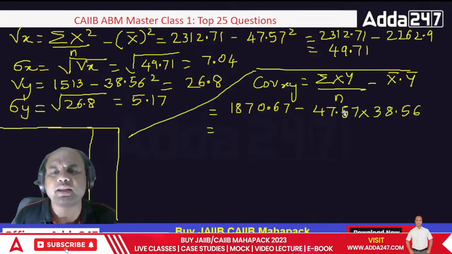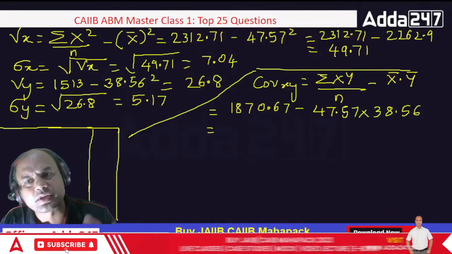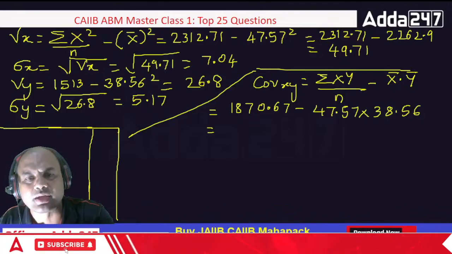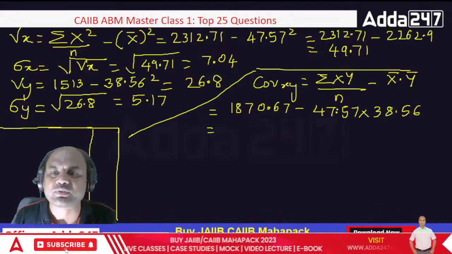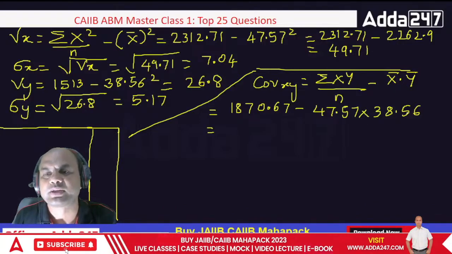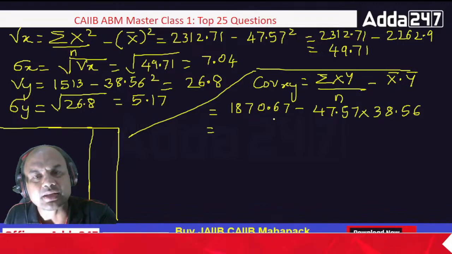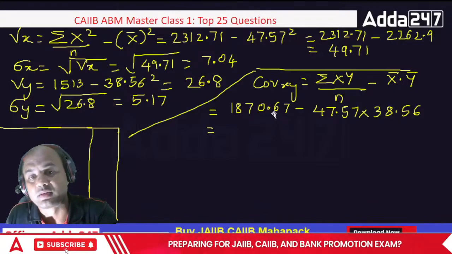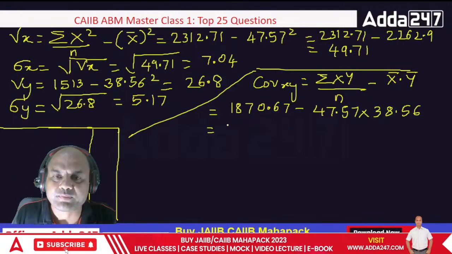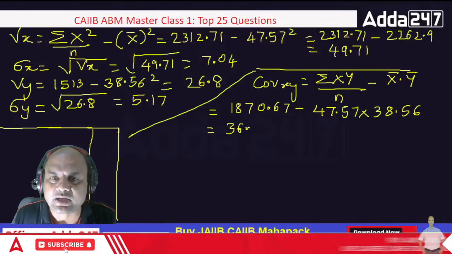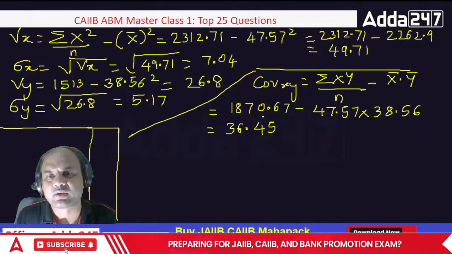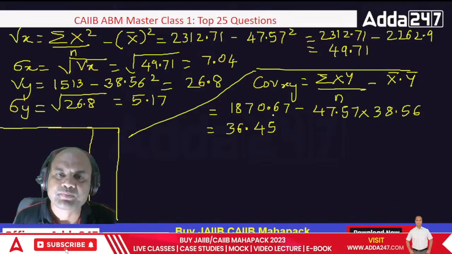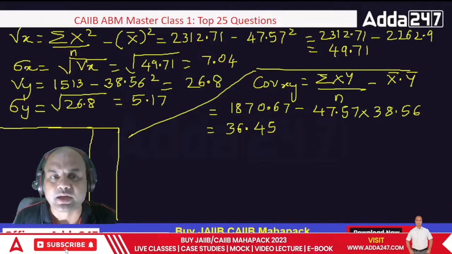Final answer now. I have told you the calculations, so now we will only go to the final answer. The final answer is 1870 minus 47.57 into 38.56. After subtraction, it should come out to be 36.45. Correct? Who is getting this? Two of you have got it. So the covariance is 36.45.